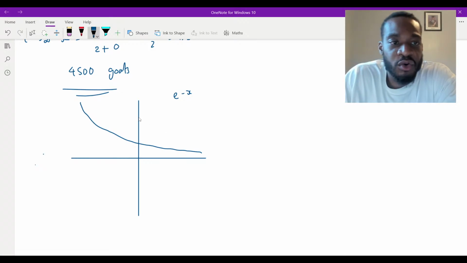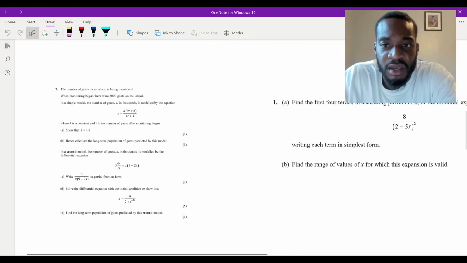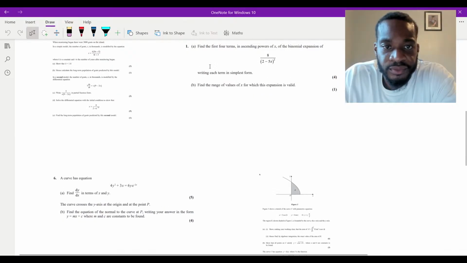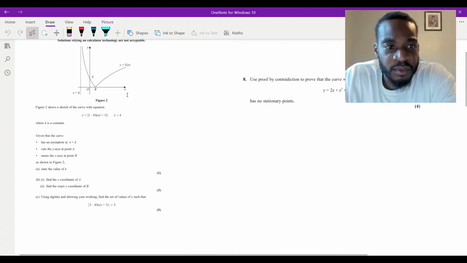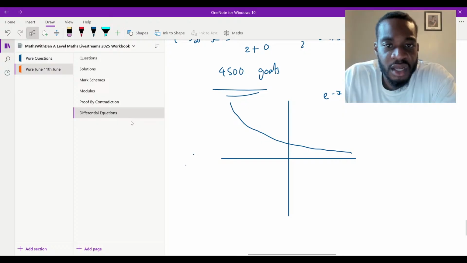Good stuff. So we've done that one. Let's go to the next question. What else do we have here? Okay, let's do some binomial expansion and see how we get on. I think we're doing well with timing. How many questions have we done? One, two, three. That was a long question though. So 4 questions so far.